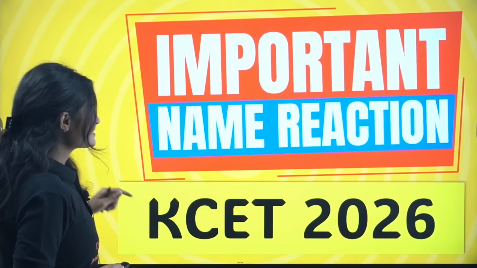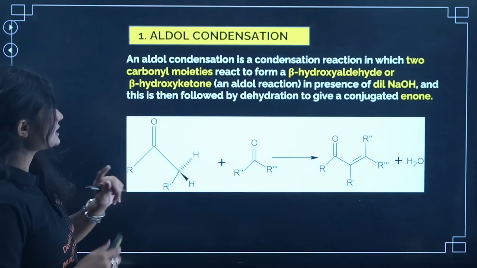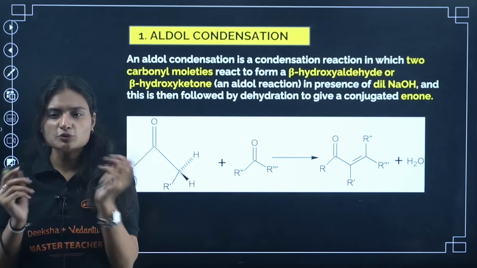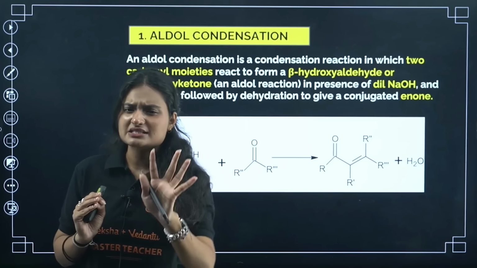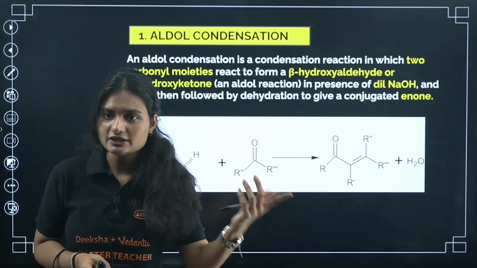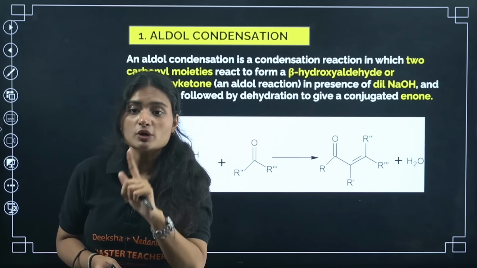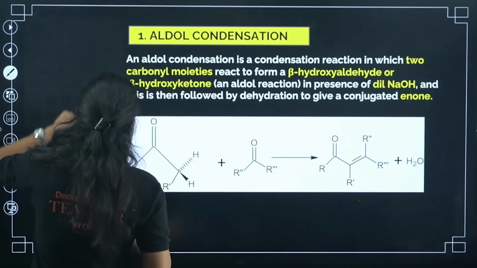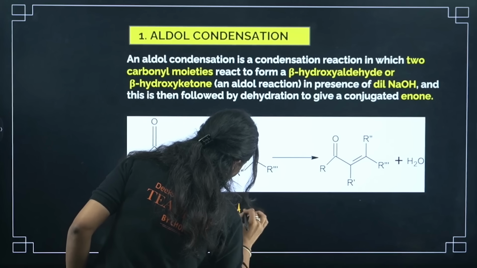The first reaction is aldol condensation. Now, what is aldol condensation? It's a reaction between carbonyl compounds, right? Two carbonyl compounds in presence of a basic medium or acidic medium, depending on that. What products do we get? We get beta hydroxy aldehyde or beta hydroxy ketone, and after dehydration, that means after loss of a water molecule, we get an alpha beta unsaturated carbonyl compound.